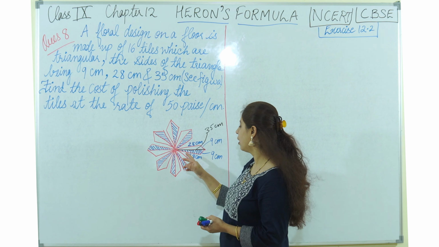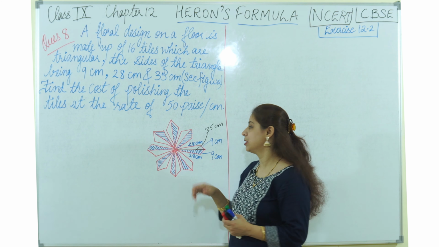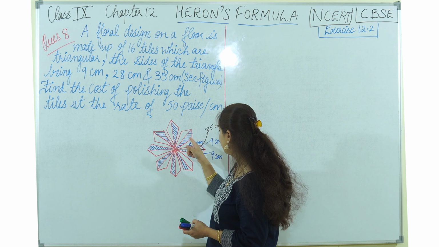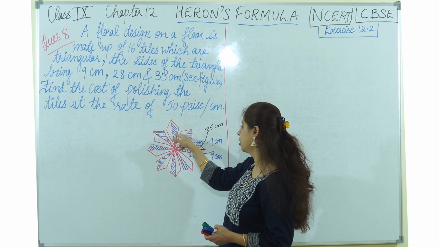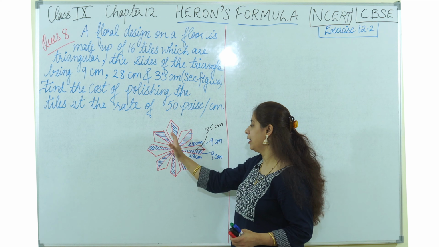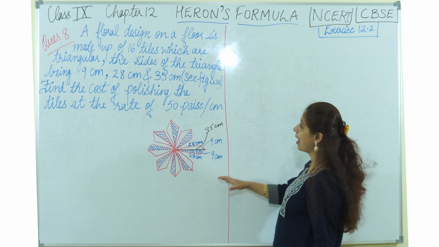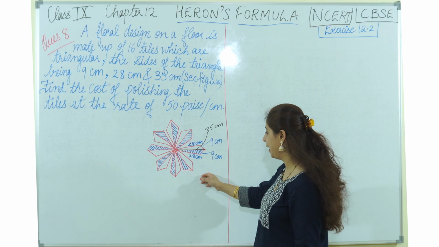So we will be finding out the area of one triangle, then multiplying it by 16 because there are 16 in number. 8 are denoted by blue and the rest of the 8 are denoted by the blank ones. Okay. So these 8 and 8 form the 16 triangles. So they are triangular tiles to be placed.